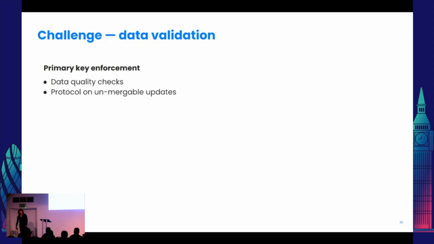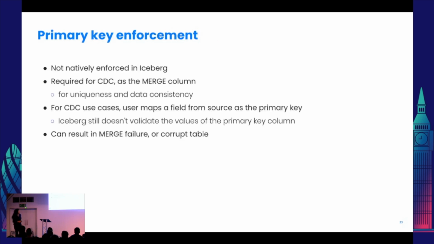Last challenge with CDC and Iceberg is primary key enforcement. So it's basically a weakness, or more generally, being able to validate the data. So running data quality checks, deciding what to do when you're not able to merge updates. This is a bit tricky. That's because primary key isn't natively, by default, enforced in Iceberg, but it is required for CDC. Like you need a column to merge changes on. Otherwise, that's the whole concept of these entities that you're replicating, right? You have to have an ID that you're consolidating changes based on.